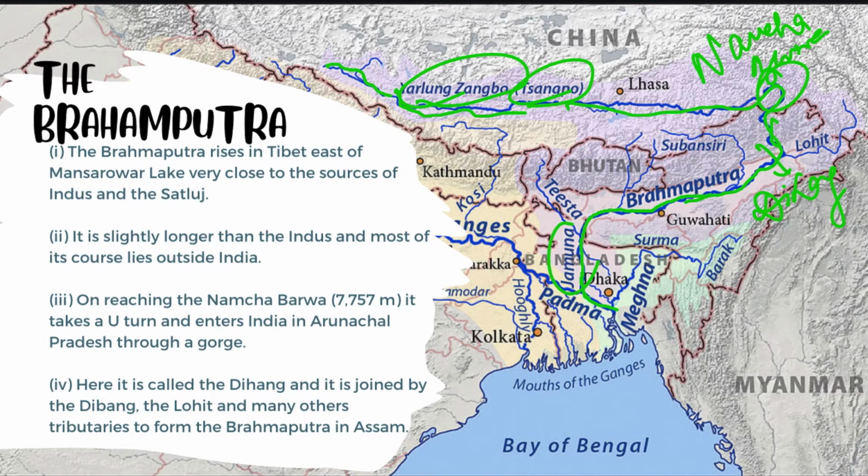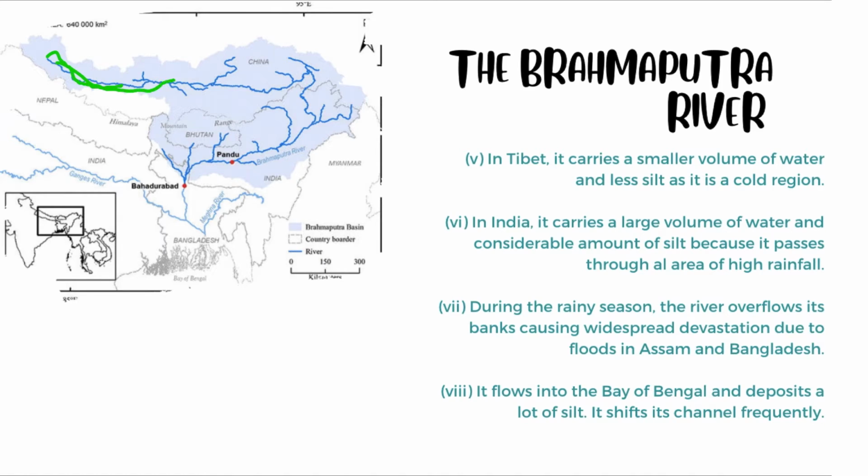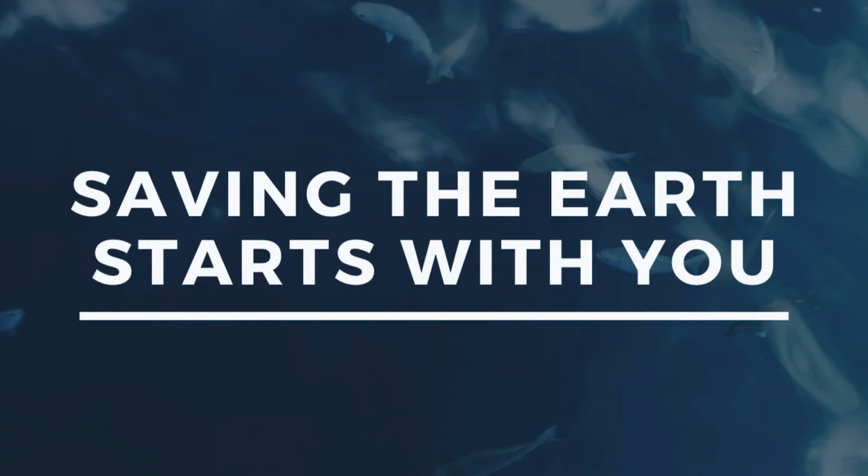When it comes to Bangladesh, it is called Jamuna. Yes, it covers a large distance, you can see, before coming to Bangladesh. During the rainy season, the river overflows its banks because it covers a large area of hilly areas where rainfall or water sources are too much, so it causes floods in Assam and Bangladesh, and it flows into the Bay of Bengal and deposits a lot of silt. So that is the drainage system for this part.